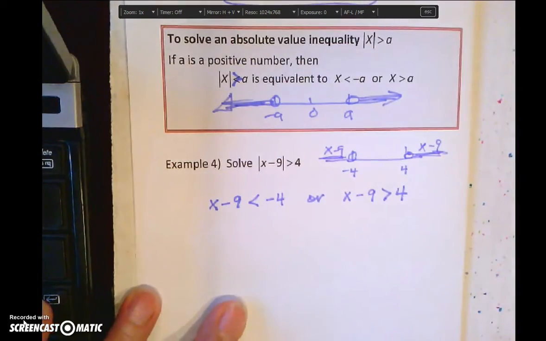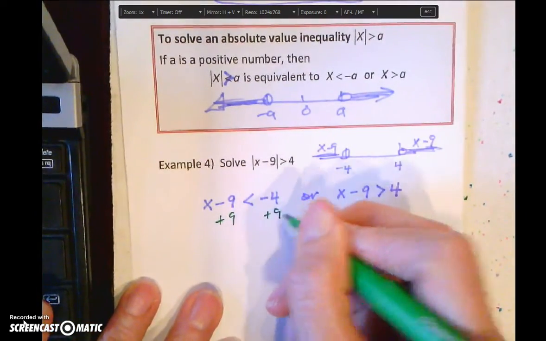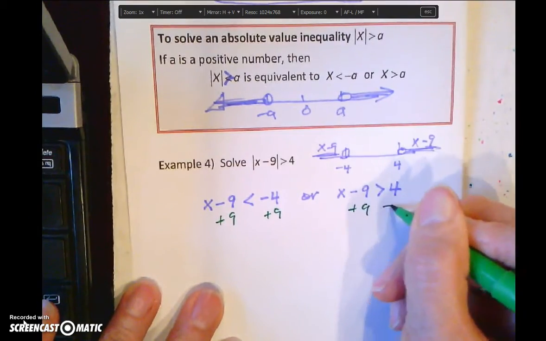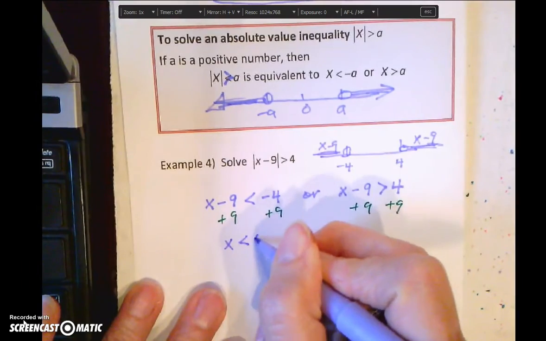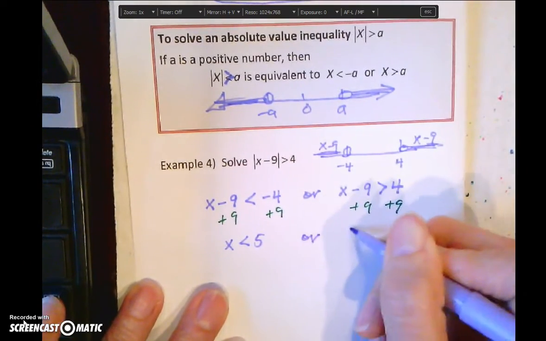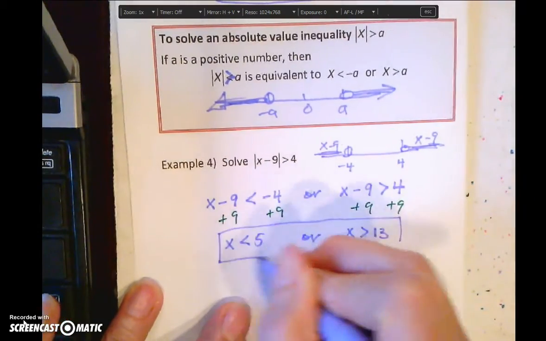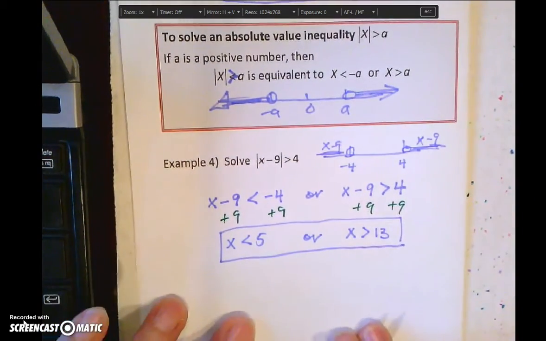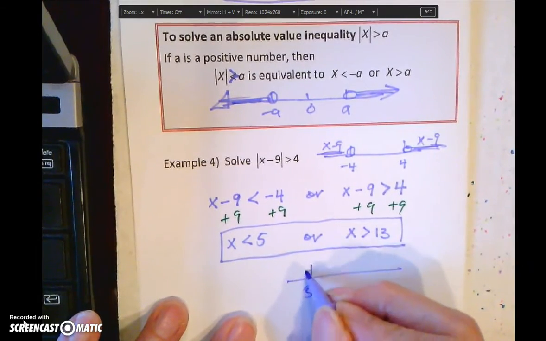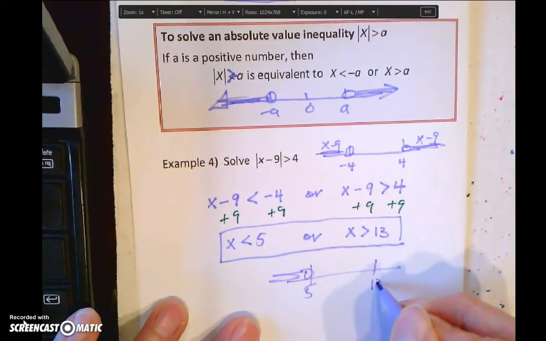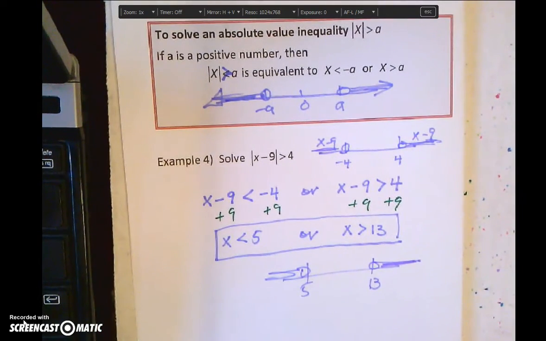Then solve it. I'm going to add 9 to both sides, and we'll do it over here as well. That's going to give me that x is less than 5, or x is greater than 13. So my final answer looks this way. And on a number line, we'd have a 5 this way and a 13 this way, two separate answers.